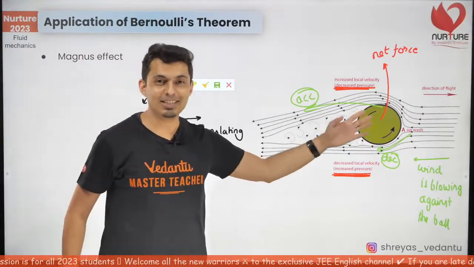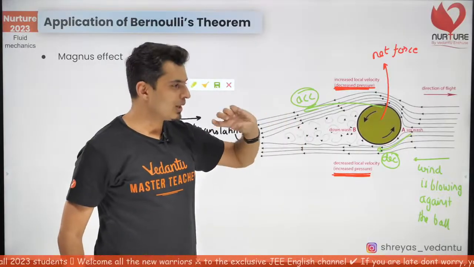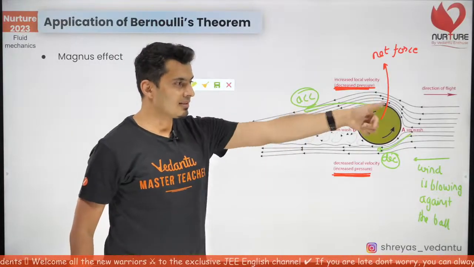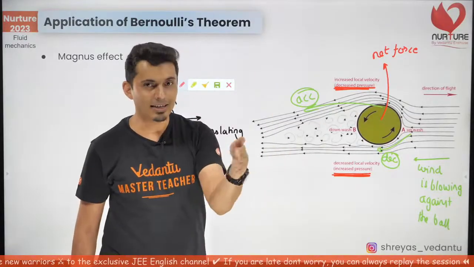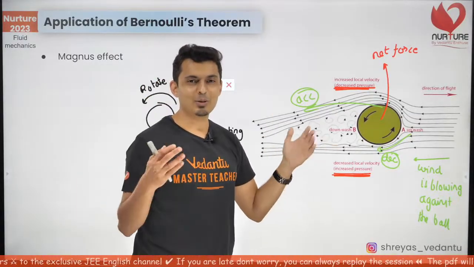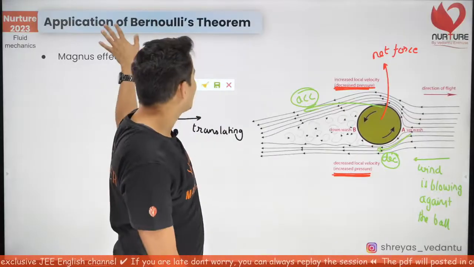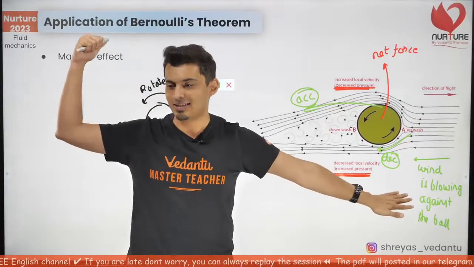This kind of question was asked in JEE. They had given one diagram. They had shown this is how it spins and this is how it is moving. Predict where will it tilt? Upwards, downwards, right side, left side. So a lot of people got confused. It was completely based on Bernoulli's principle, Magnus effect.